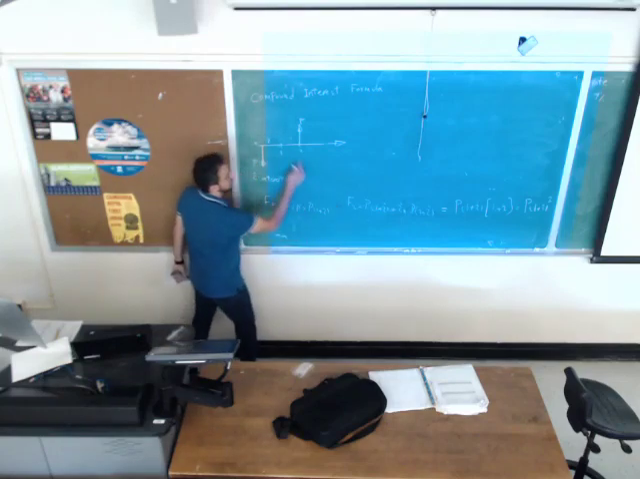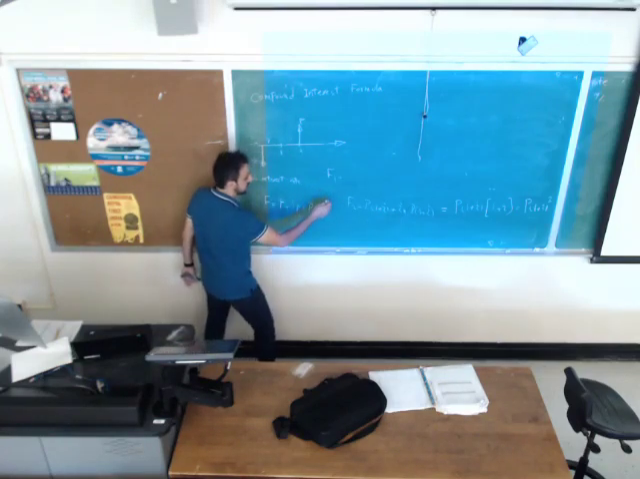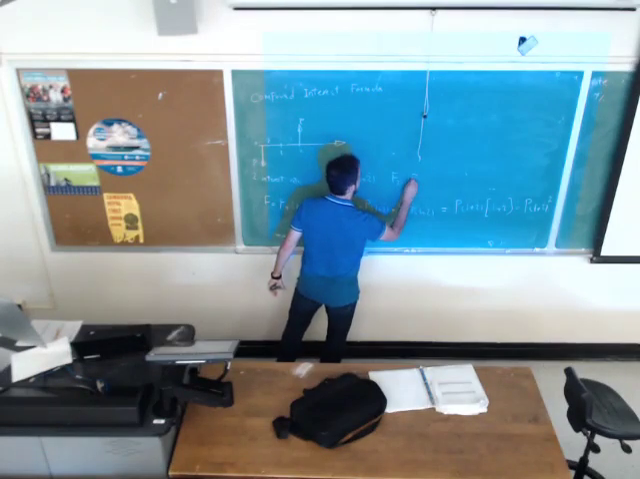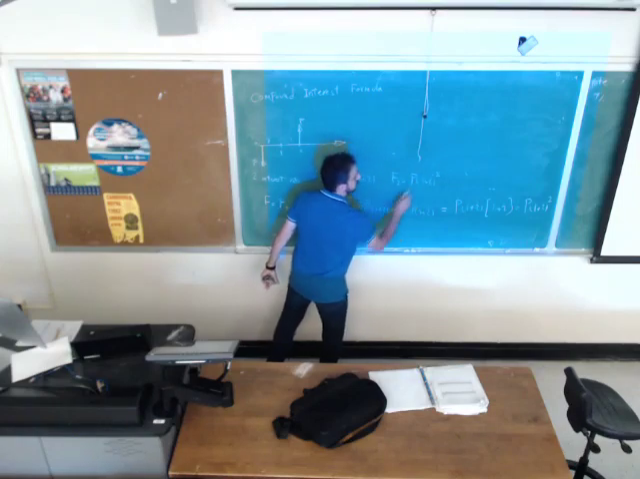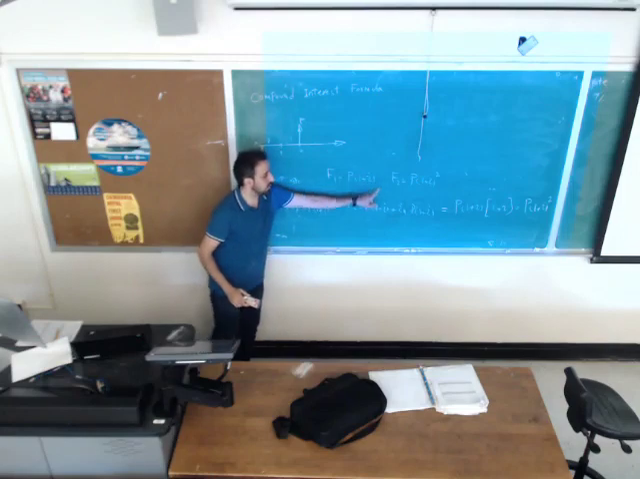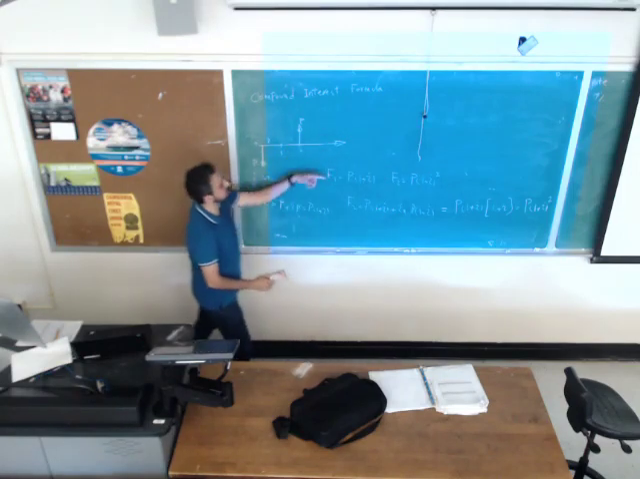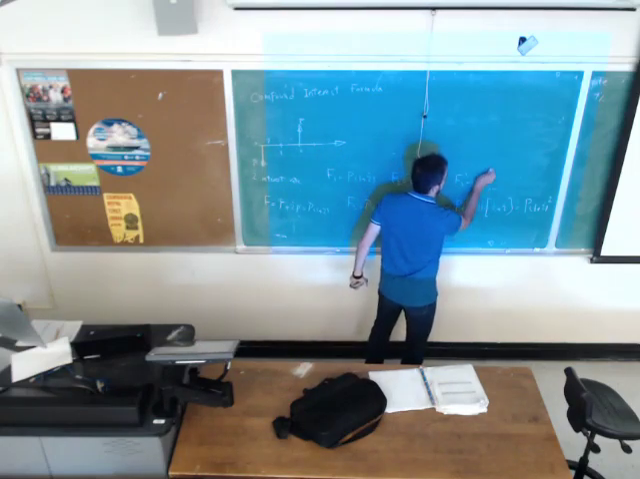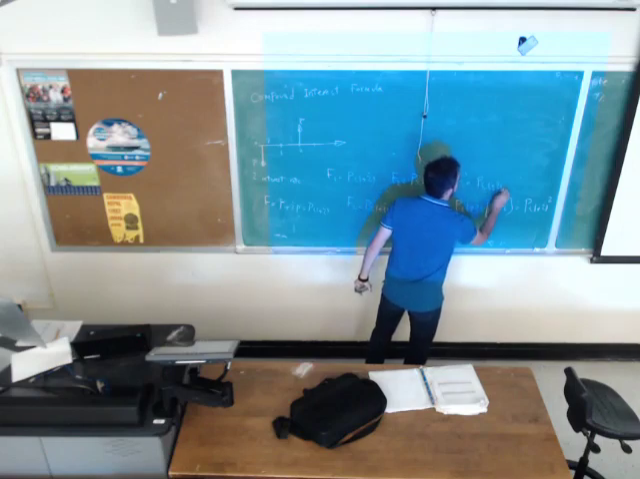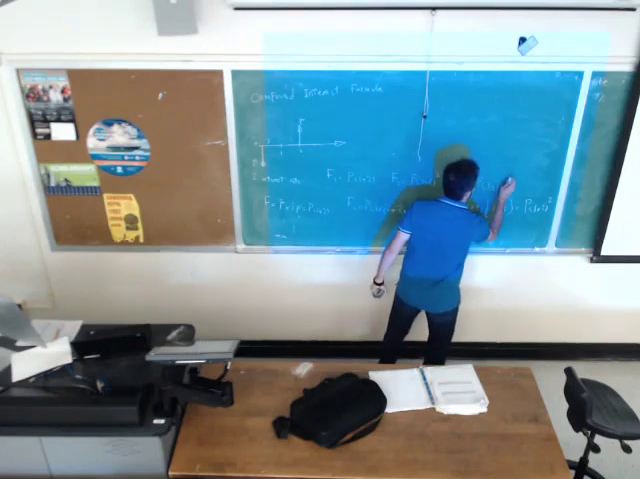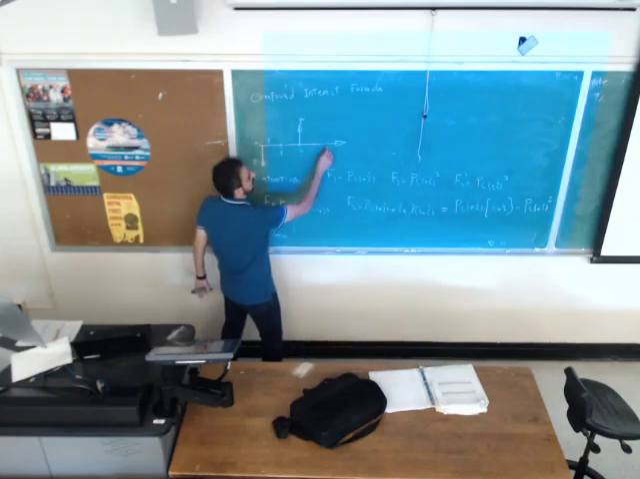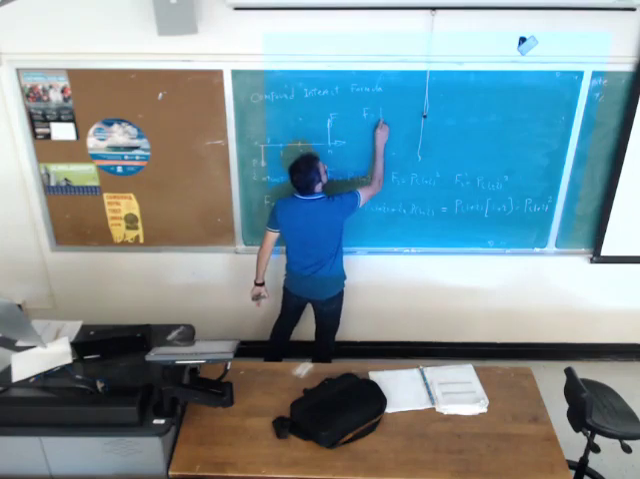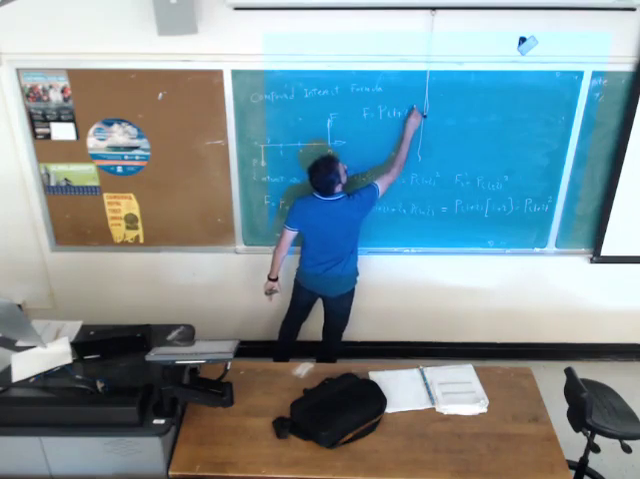So F, if you keep it for 1 year, it's going to be P times 1 plus I. If you keep it for 2 years, it's going to be P times 1 plus I power 2. 1 year, power 1. 2 years, power 2. I can show that if I want to keep it for 3 years, it's going to be P times 1 plus I power 3. So if the number of years is n, F would be P times 1 plus I power n.